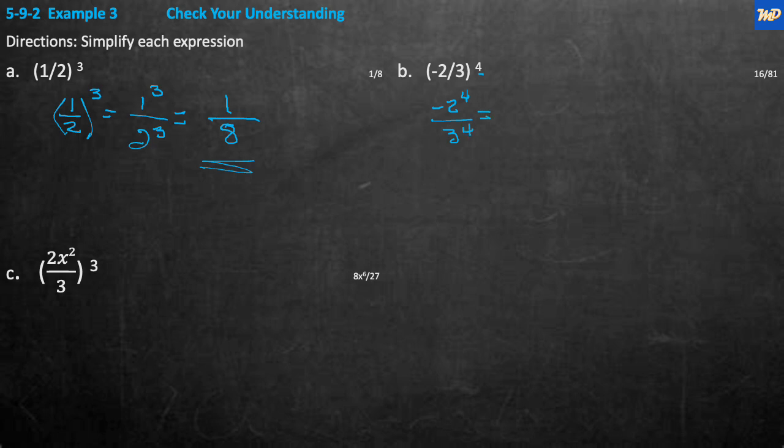And that equals 2 times 2 times 2 times 2, which is 16. And as we said, since it's even, negative times negative is a positive, times a negative is a negative, times a negative is a positive. That's how we get a positive 16. And that's over 3 to the 4th. 3 to the 4th is what? 3 times 3 is 9. 9 times 3 is 27. 27 times 3 is 81. Okay, 16/81.